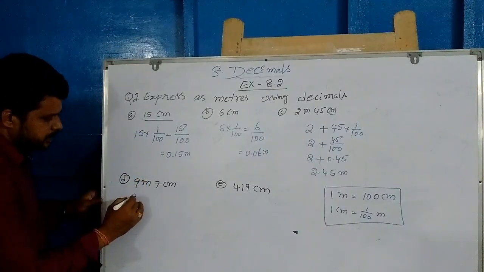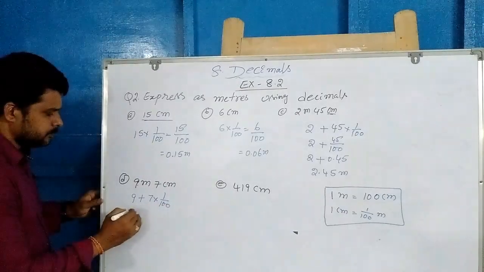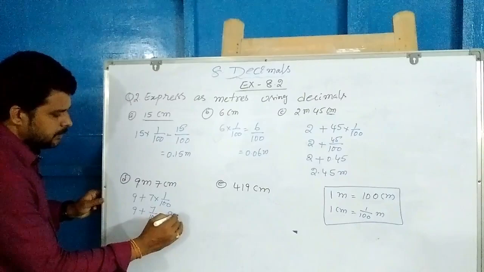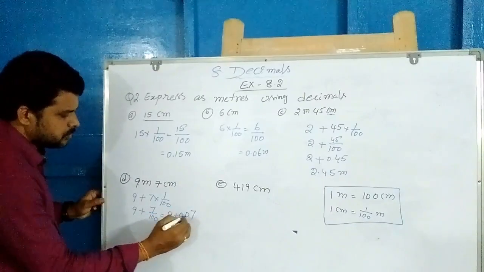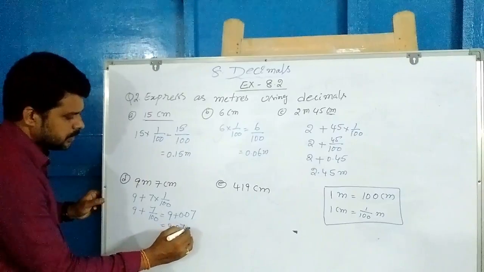Here also same like before. 9 meters 7 centimeters. 9 plus 7 centimeters converted into meters. 7 into 1 by 100. So 9 plus 7 by 100. So 9 plus 0.07. So 9.07 meters.